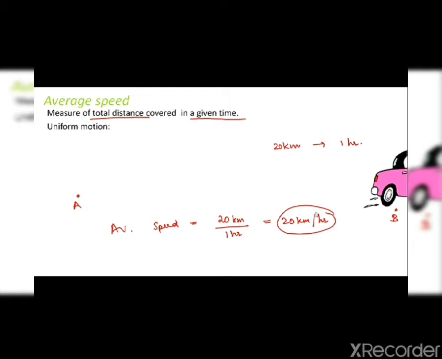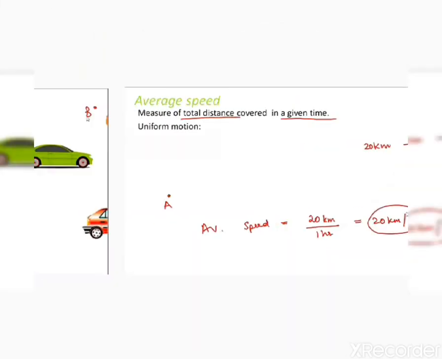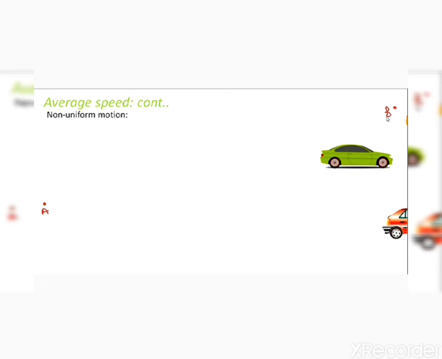Now let's look at the example for non-uniform motion. What happens in non-uniform motion? The speed of the vehicle varies. Initially, say the speed of the vehicle is less, then it increases a little bit, and then it increases a lot. That means the speed of the vehicle is changing from one point to another. So if I say the vehicle starts moving from point A to say point B, in this entire journey, what's the average speed of the vehicle?